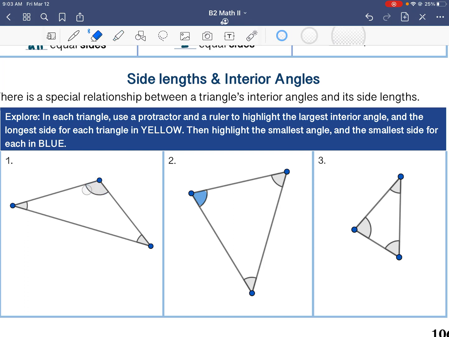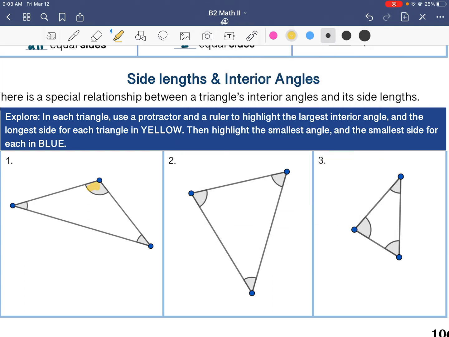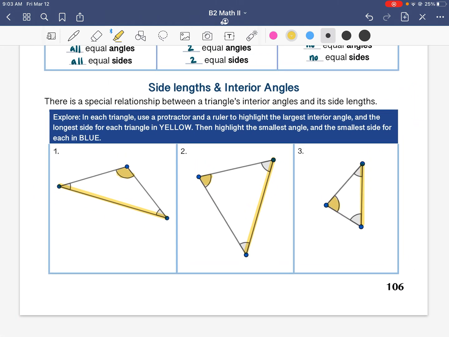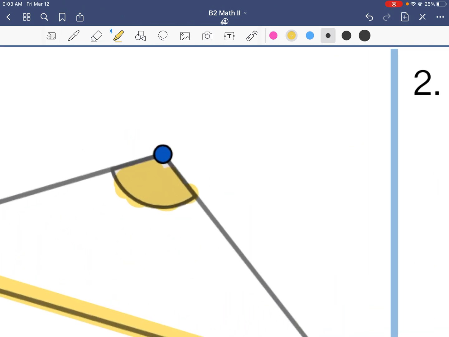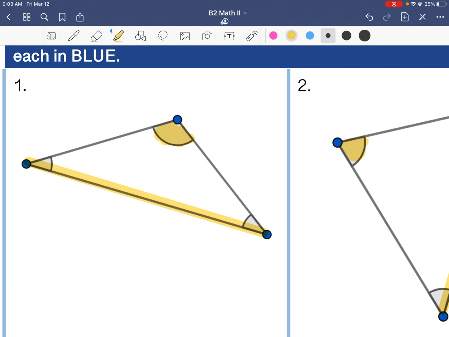This one's the largest. Oh, I'm also highlighting it in the wrong color. It says the longest side in yellow, so I will do that. Largest angle, largest angle, largest angle. And then the longest side is this side. And this side. And this side. So I want you to notice here that the largest angle is always exactly opposite the longest side.